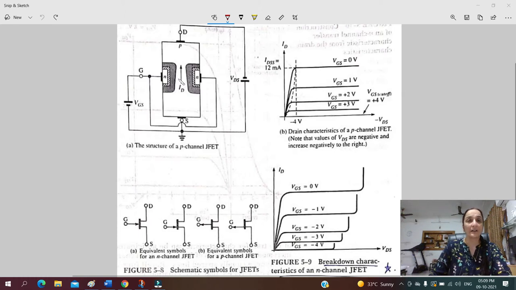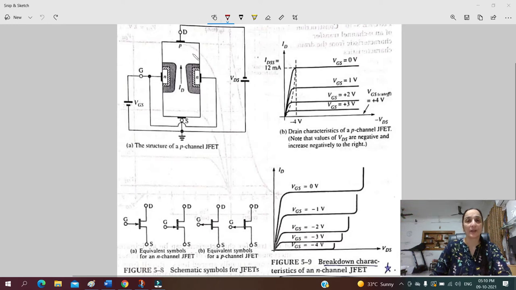Now, the channel, what do you mean by channel? The space between these two depletion regions is called the channel from where the current can flow. Now, how do we connect external voltages between drain and source and gate and source? These two gate terminals are first shorted together. Then we apply gate to source voltage and drain to source voltage.